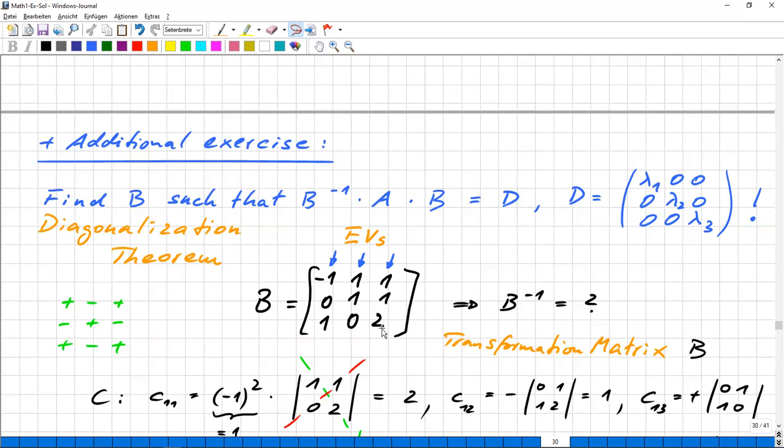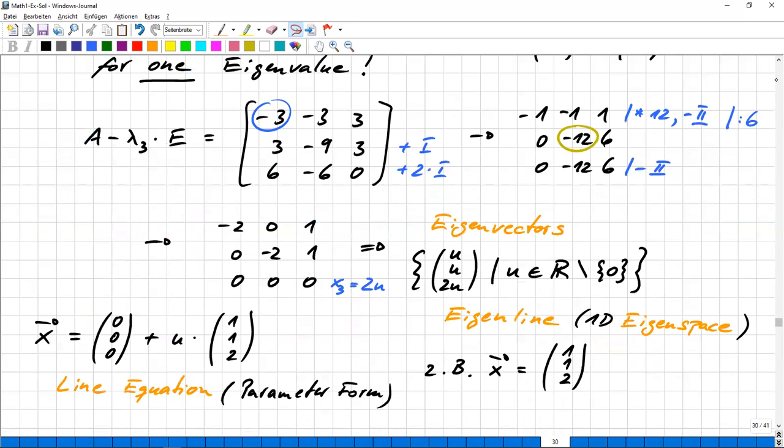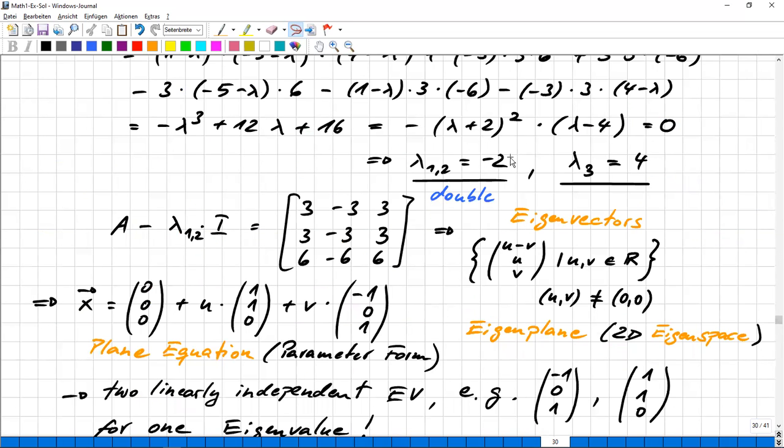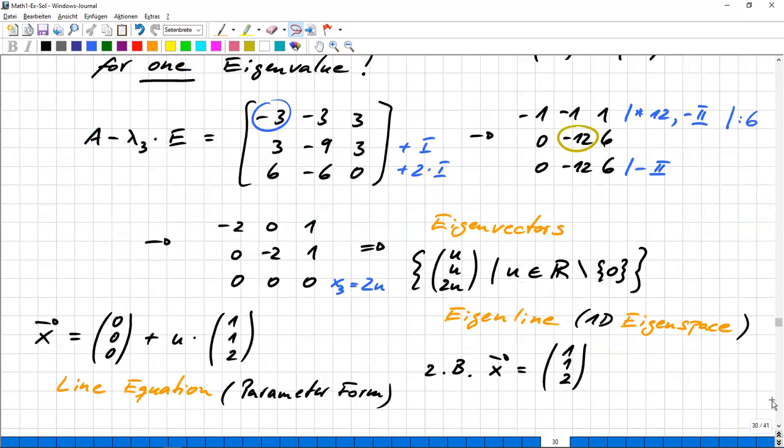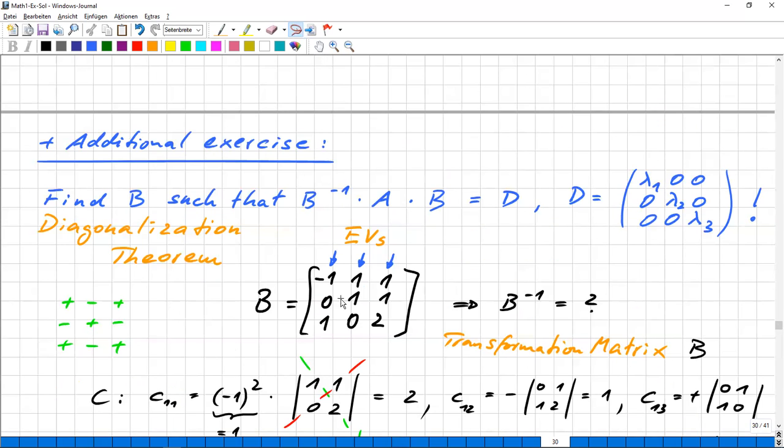Why do I use these three? Just remember, for the eigenplane corresponding to eigenvalue -2, I use these two vectors as examples, which are 1, 1, 0 and -1, 0, 1. Okay, I just exchanged them, but that doesn't really matter: -1, 0, 1, 1, 1, 0.